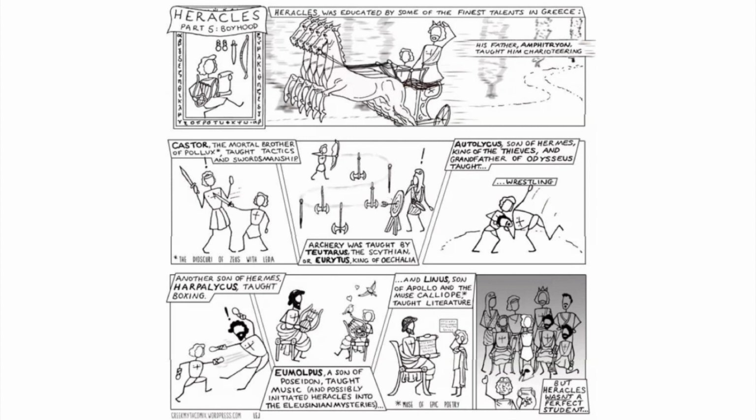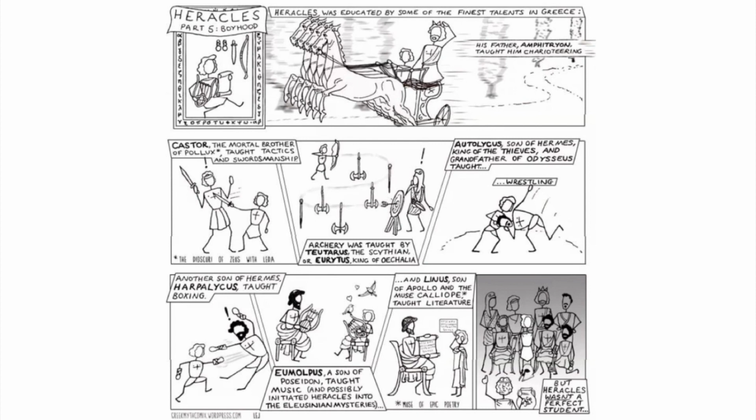And their sister is Helen, who becomes Helen of Troy, although at this point she's Helen of Sparta. Not sure what the timeline is exactly. So Castor, the mortal brother of Pollux, taught him tactics and swordsmanship. And archery is taught by Teutarus, the Scythian, and the Scythians were very famously very good archers. Or possibly Eurytus, king of Oechalia, was the archery teacher.